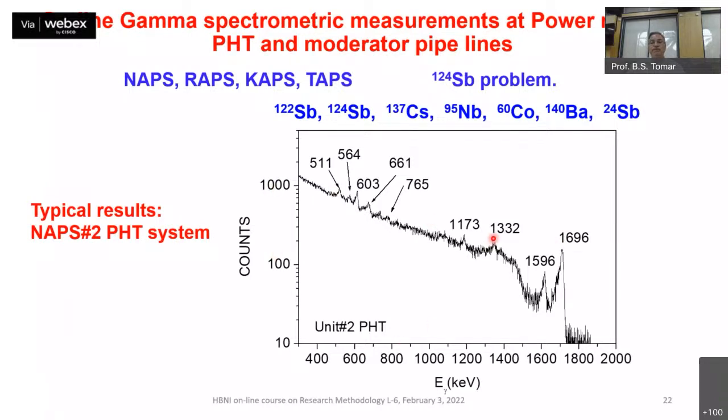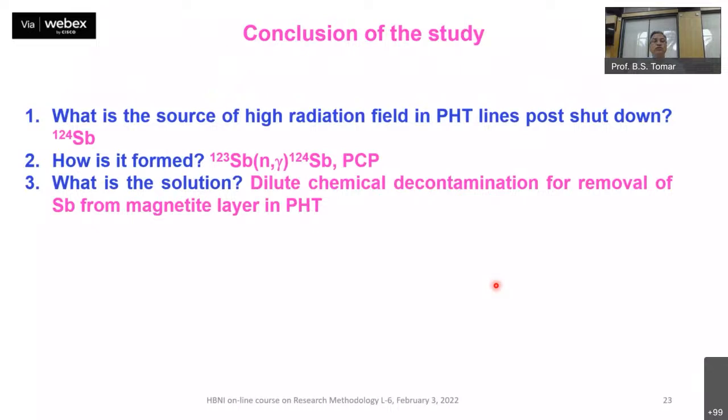So with a typical gamma spectrum, we could unambiguously prove that this high radiation field is coming due to antimony 124, which has a half-life of 60 days. And then we repeated these experiments. People from other stations also called us, Rajasthan, Kakrapar, Tarapur, everywhere. It was later found that CANDU type reactors have this problem. So the conclusion of the study: what is the source of the high radiation field in the primary heat transport lines post shutdown? It is because of antimony 124.